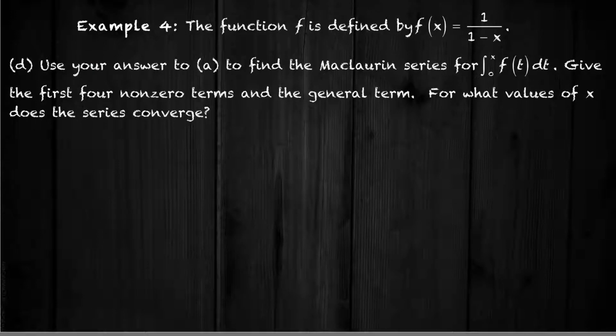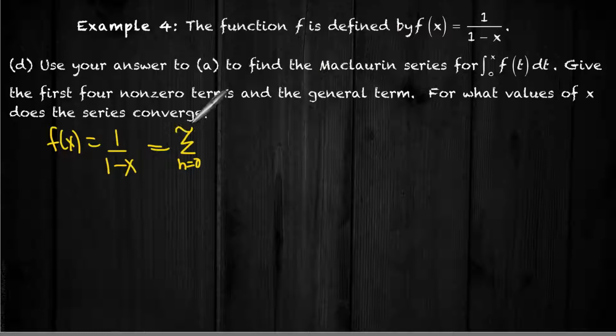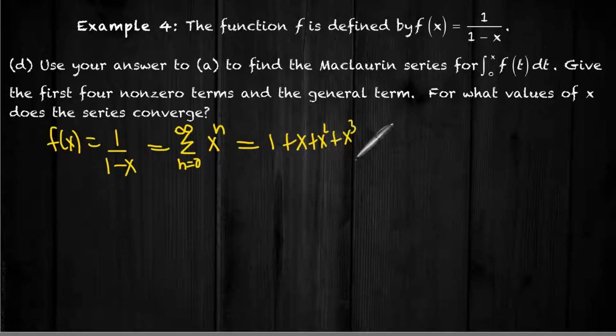Part D says to use your answer from Part A to find the Maclaurin series for the integral of 0 to x f of t dt. So let's remind ourselves what we got for Part A. We started off with f of x equals 1 over 1 minus x, and we are going to use the Taylor series approximation to be x to the n, which gave us a few terms, 1 plus x plus x squared plus x cubed, so on and so forth.